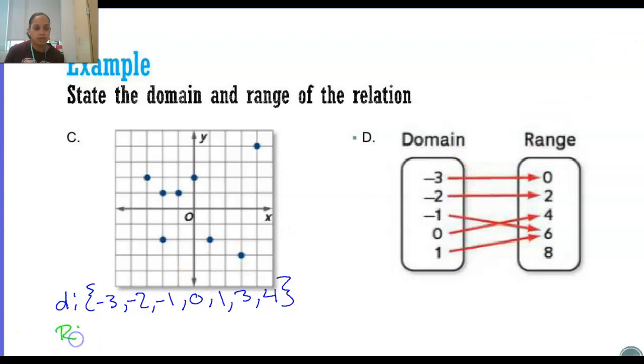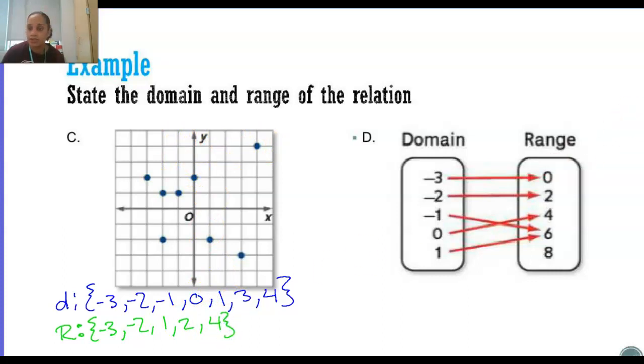For the range, we want to write our y values from lowest to highest. So my lowest y value would be this point right here, so -3, -2 for both of these. Then I'm going up to 1 for both of those, 2 for both of these here. And then this y value is 4.